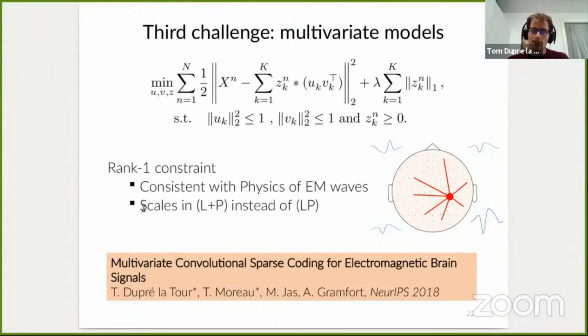But another advantage is that it scales differently with the sizes L and P. Here, L is the size of U, the temporal atom, and P is the number of channels. If we had a full size matrix, L times P, it would mean L times P parameters to estimate, and so a less robust estimation, but also a longer estimation. And here, because we use only L plus P, L in U and P in V, we have something that has fewer parameters, is more robust to estimate, and also much faster to estimate. So this is what we published in NeurIPS 2018, and I think this is a very reasonable way to apply this convolutional sparse coding to the multivariate case.